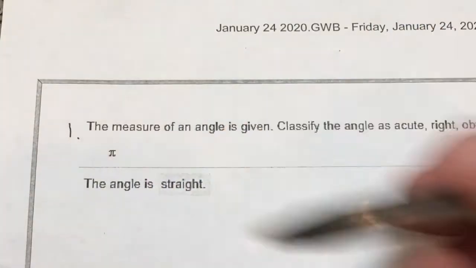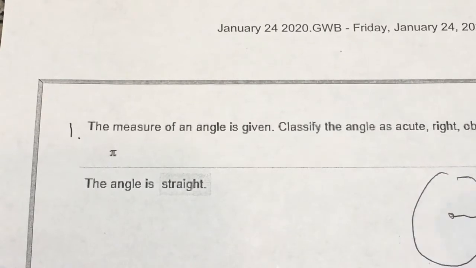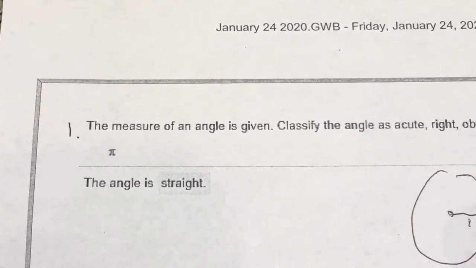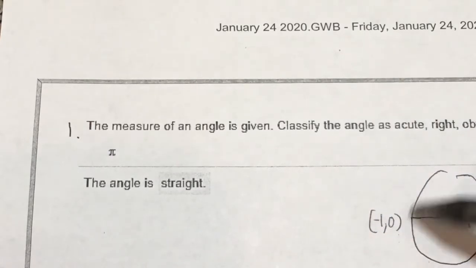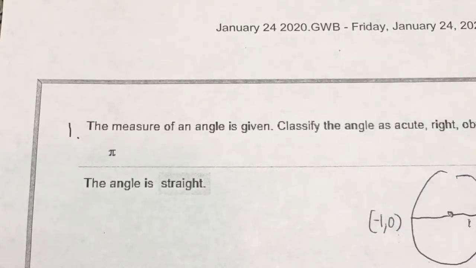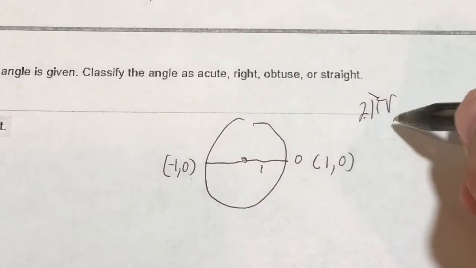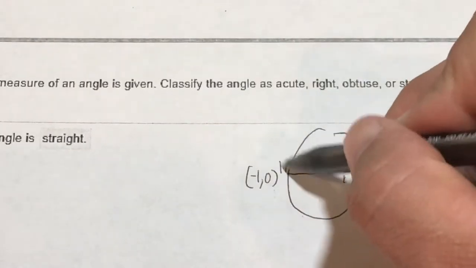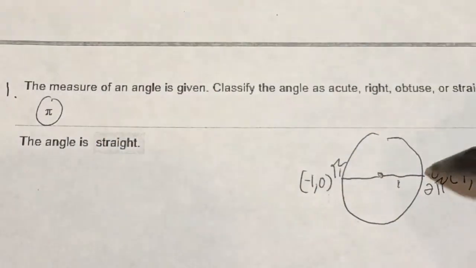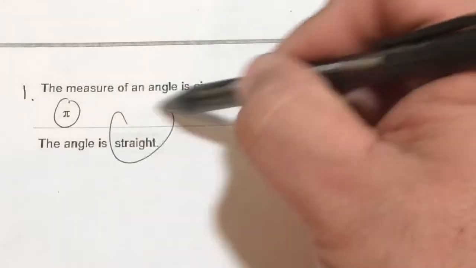Obtuse or straight. Pi, if you look at the unit circle, starts here at 0, and because the radius is 1, this coordinate is actually going to be (1, 0), and over here it would be (-1, 0), and we're going around. The circumference is 2 pi r, and the radius is 1, so it's 2 pi all the way around the circle. So I start at 0, I go all the way around to 2 pi. That means halfway around would be pi. So that's what this is asking me: if I go halfway around, from 0 to pi, what angle is formed? And it is a straight angle.